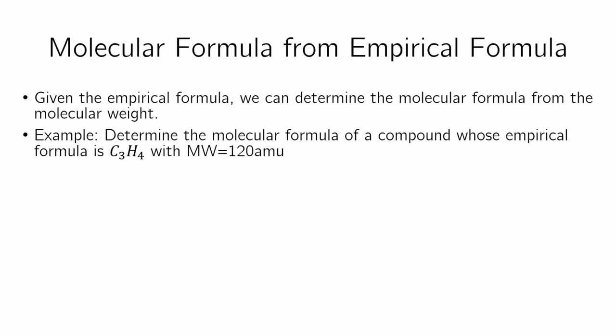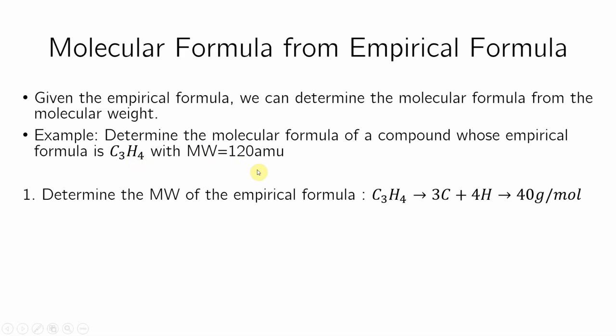Determine the molecular formula for a compound whose empirical formula is C3H4 and it has a molecular weight of 120. Okay, so this is how you do this. You determine the molecular weight of your empirical formula. So this is my empirical formula. This is not my actual compound. My compound is these 3 and 4, and I gotta multiply it by some factor, 2, 3, 4, 5, whatever.